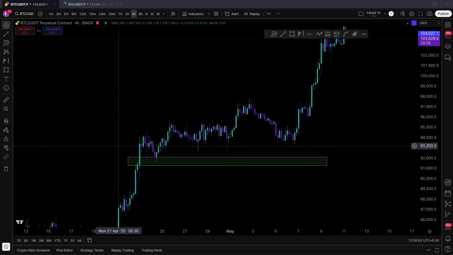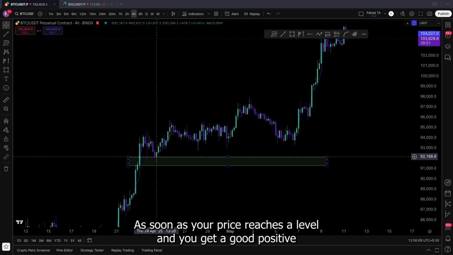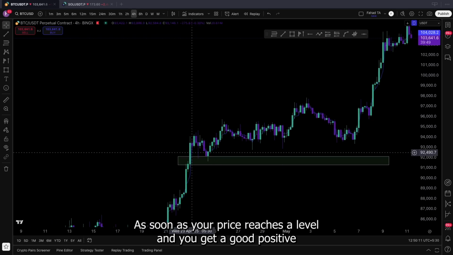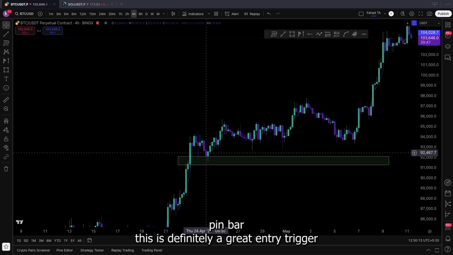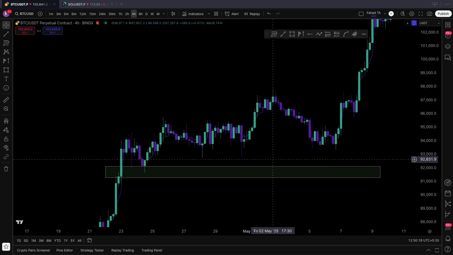But yeah, so as I was talking about this pin bar as your confirmation, you can always mark your support and resistance level. As soon as your price reaches your level and you get a good positive pin bar, this is definitely a great entry trigger. Now let's try to break it down. Again, this is on a 4-hour time frame.